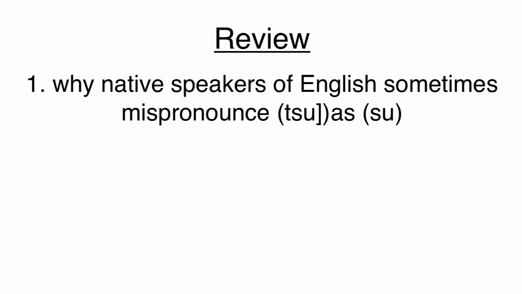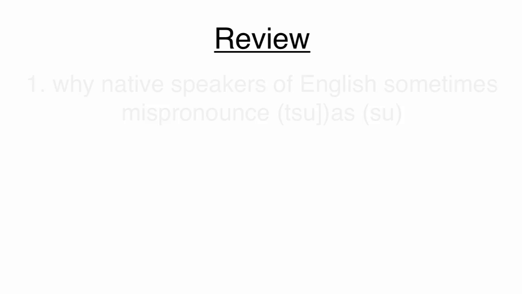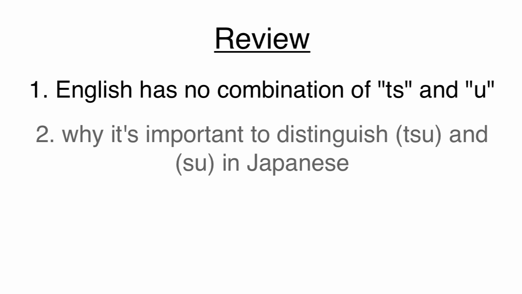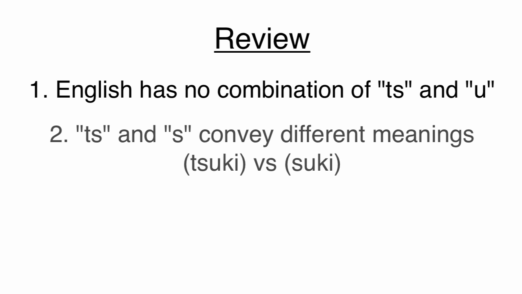Let's review what we've learned in this video. First, why do native speakers of English sometimes mispronounce tsu as su? It is because English does not have the combination of TS and U, sometimes substituting S instead of TS. Second, why is it important to distinguish tsu and su in Japanese? In Japanese, TS and S are distinctive sounds that deliver different meanings in words. They should be clearly distinguished in order to avoid misunderstanding.